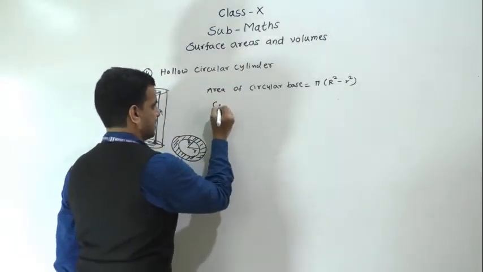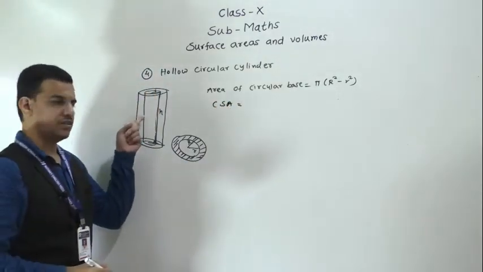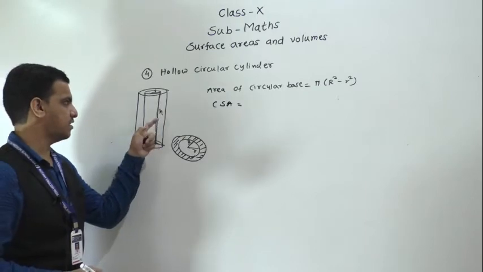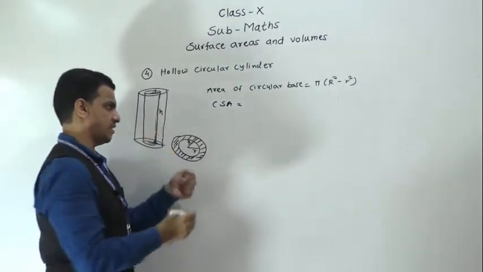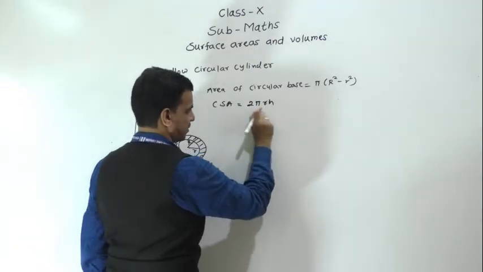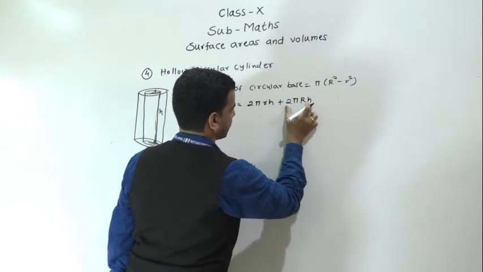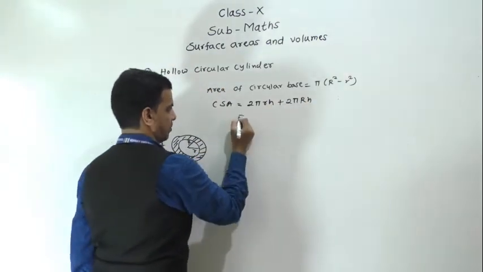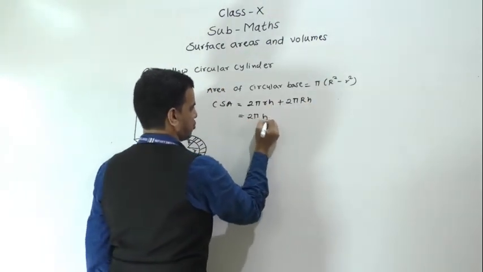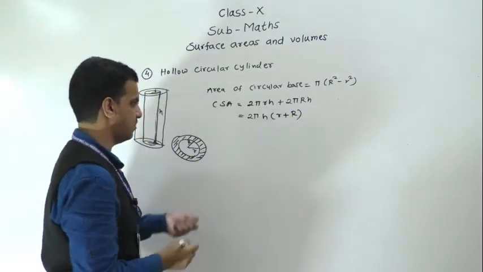Then CSA means curved surface area of outer cylinder plus curved surface area of inner cylinder. That is 2 pi r h, this is for inner, plus 2 pi R h, this is the curved surface area for outer. So if we take 2 pi h common, (r plus R), okay, so this is CSA.